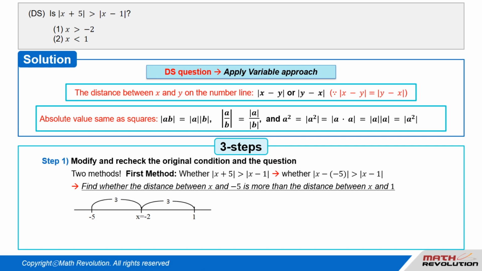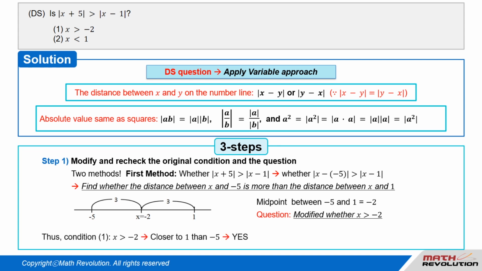This basically means that we have to find whether the distance between x and negative 5 is more than the distance between x and 1. Three is between negative 5 and x equals negative 2. Three is between x equals negative 2 and 1. Now, the midpoint between negative 5 and 1 is negative 2, so the question modified is whether x is greater than negative 2. Thus, according to condition 1, x is greater than negative 2, which we are looking for. So it will be closer to 1 than negative 5, and our answer is yes.